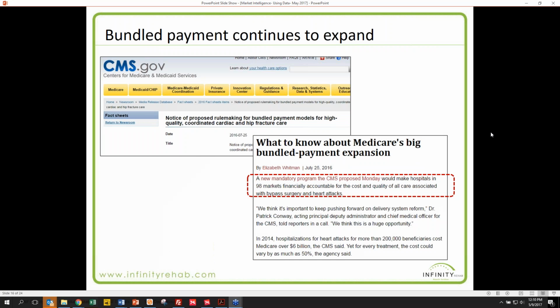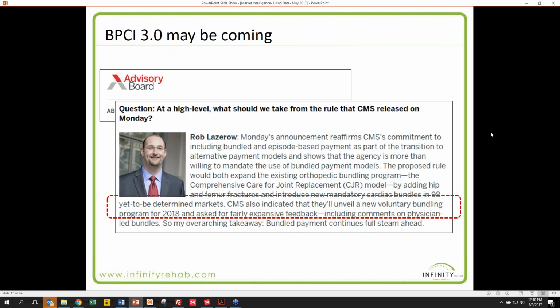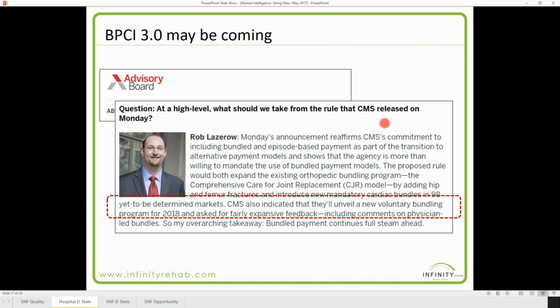And last but not the least, if you're someone who understands your opportunity in bundle payment, Medicare will open the voluntary period for bundle payment again in 2018. That means if you're not currently in a bundle payment program, Medicare will actually allow you to participate in it in 2018. And again, if you knew the opportunity you have on that, it can be a very rewarding program.